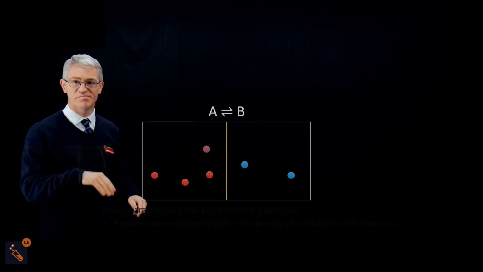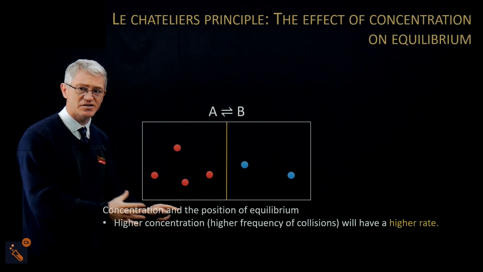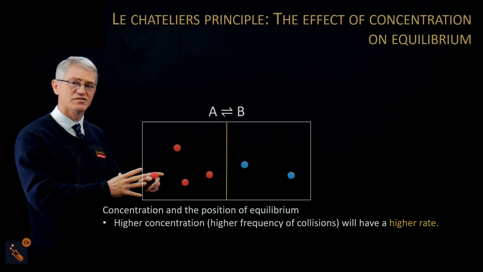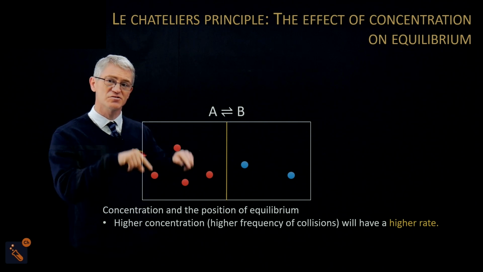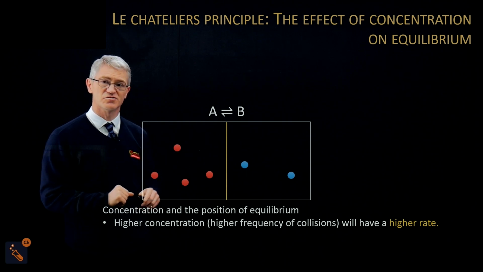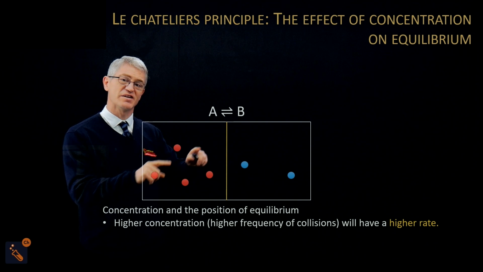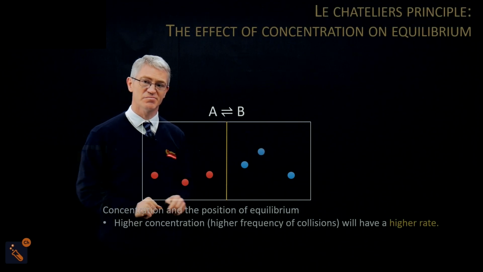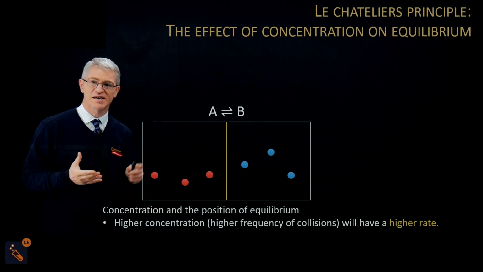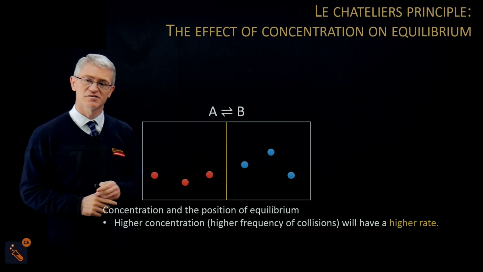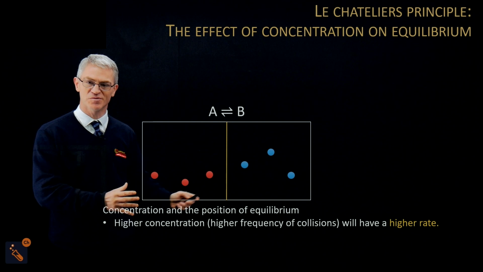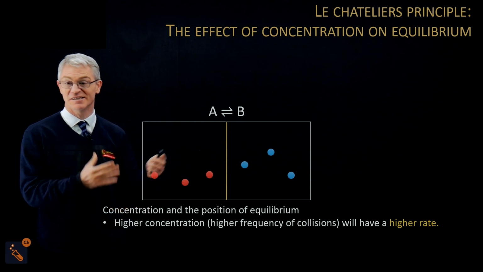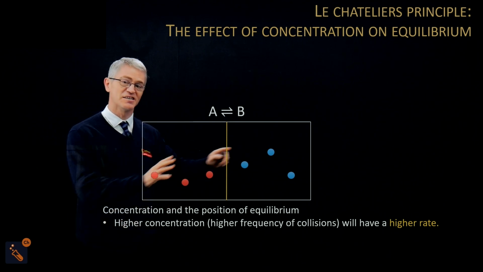And the only way I can lower that concentration is by making more of the product B. So let's just go back here. You had a higher concentration here, that means there's a higher frequency of collisions. The only way I can lower the concentration, because I've got a higher concentration here of A, is to react it to make B. And so I'm going to make B. Now that higher rate of the forward reaction happens until you get to some form of equilibrium where the concentrations don't change.